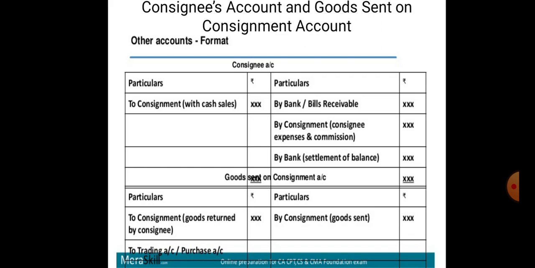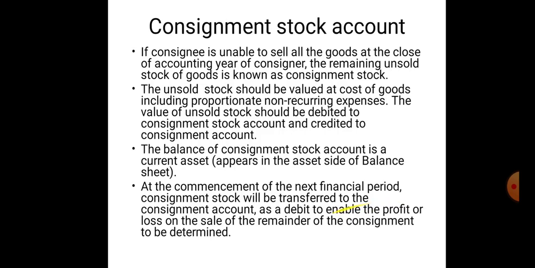So in this way we will close the goods sent on consignment account by transferring the entry to the trading or purchase account. So this is all about the consignee's account and the goods sent on consignment account. Now coming to the last ledger account which should be prepared by the consignor, the consignment stock account.